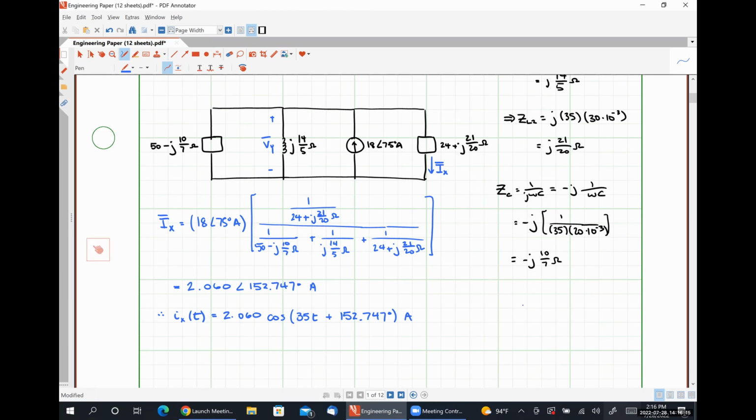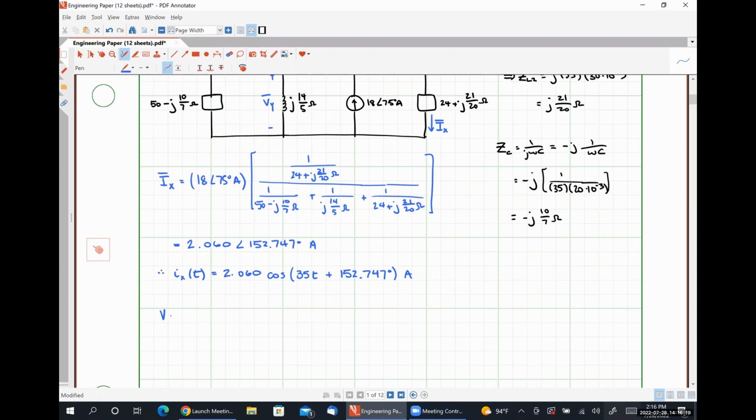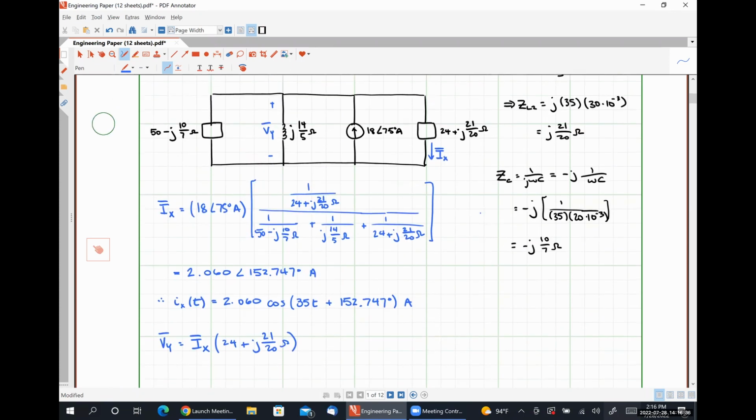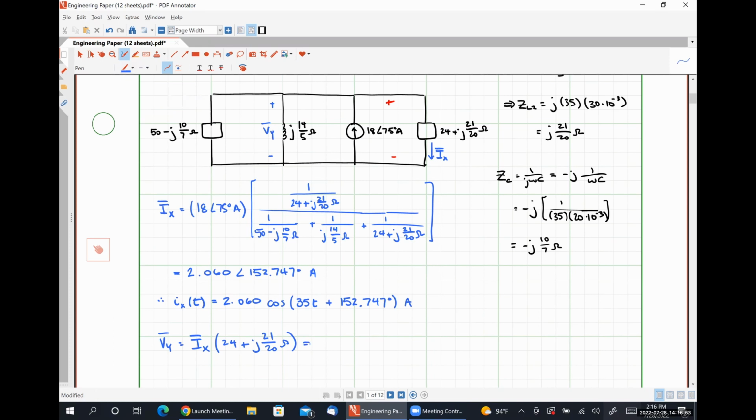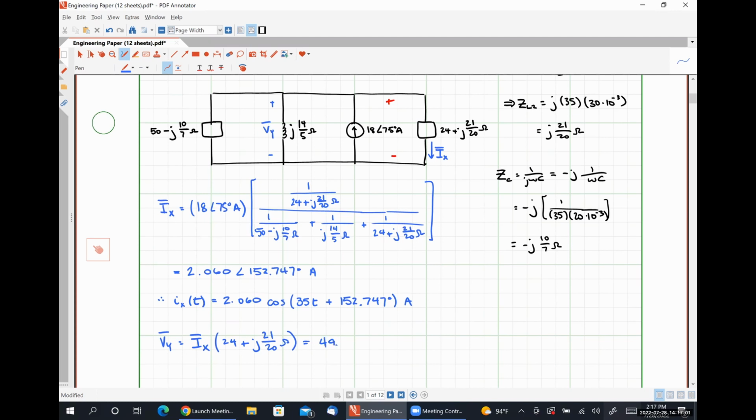So I would argue that the easiest way for us to determine Vy is simply to multiply Ix by the impedance 24 plus j 21/20, because the potential difference between this point and this point is the exact same points as Vy is measured at. So what we would get by multiplying Ix times the impedance 24 plus j 21 over 20 ohms is 49.499 with an angle of positive 155.252 degrees volts.